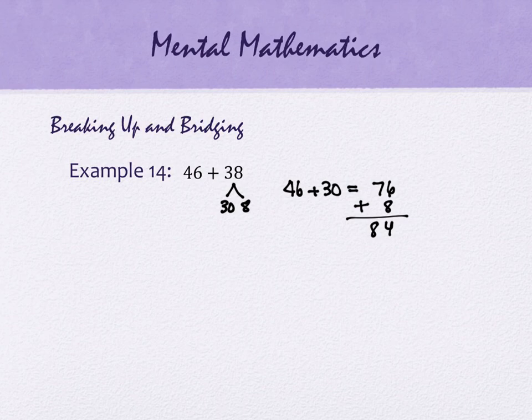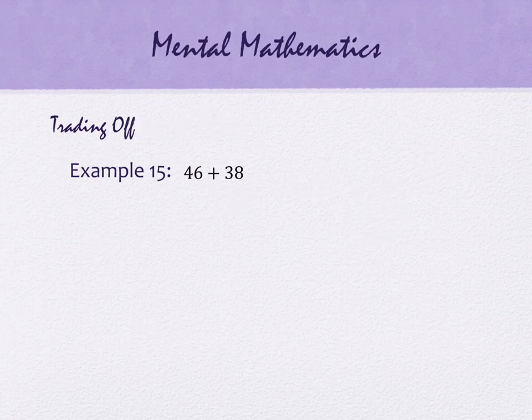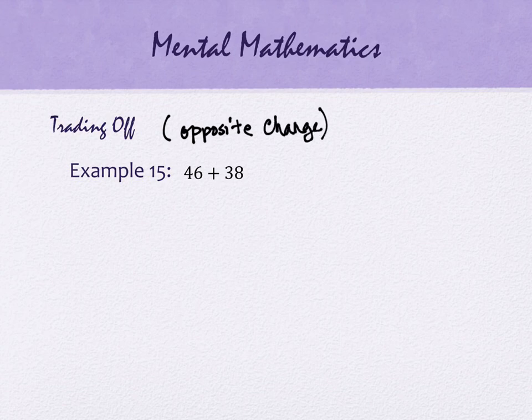Cool? Okay. This next one we've actually seen before as well, or at least a very near version of it. It's called trading off, and it's really the same thing as opposite change. It's just that it's done typically with small enough numbers you could do it in your head. Okay? So we have the same numbers, 46 and 38. So I'm going to write them down.